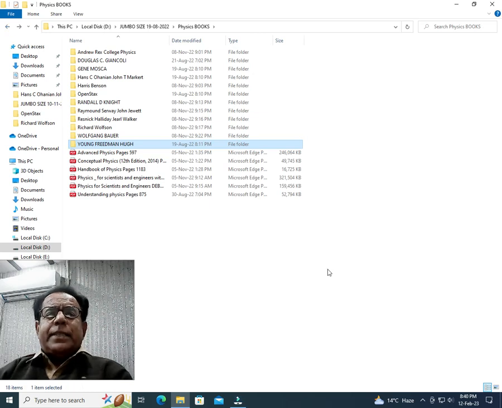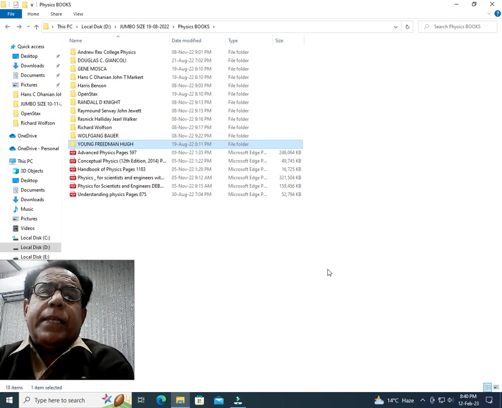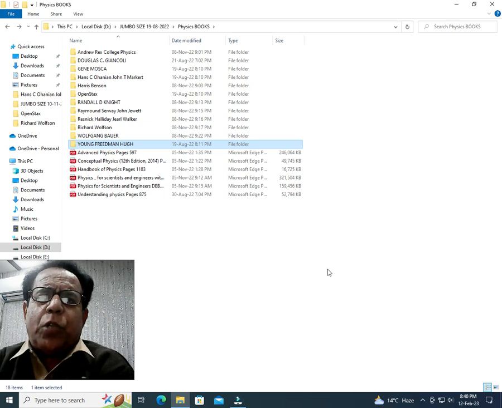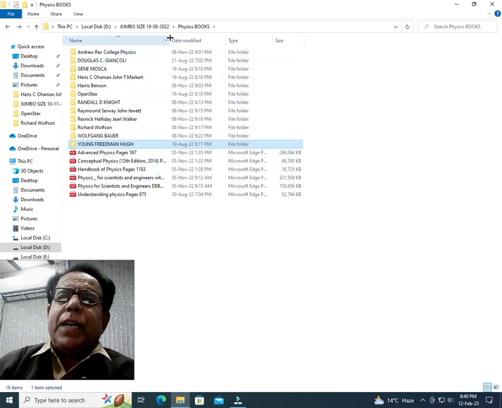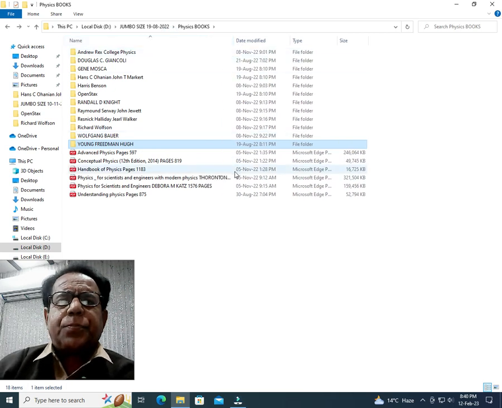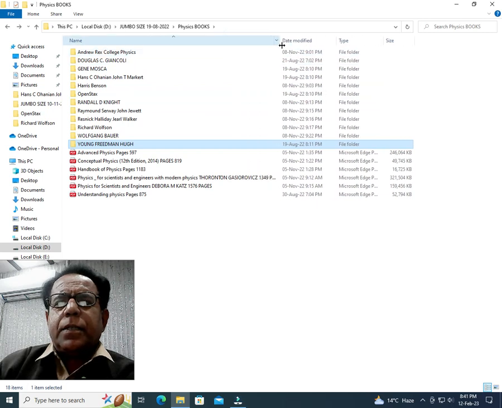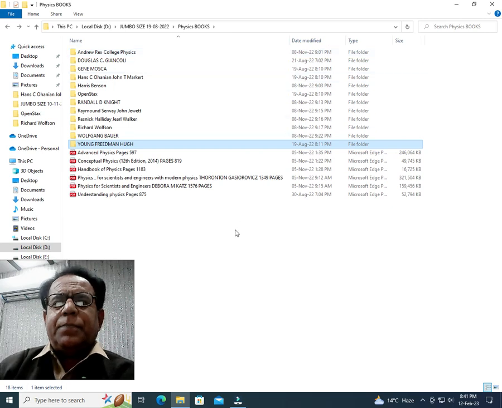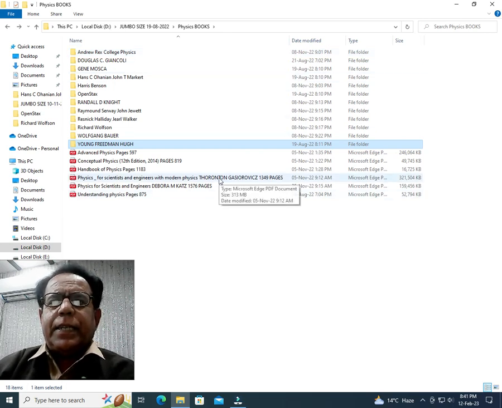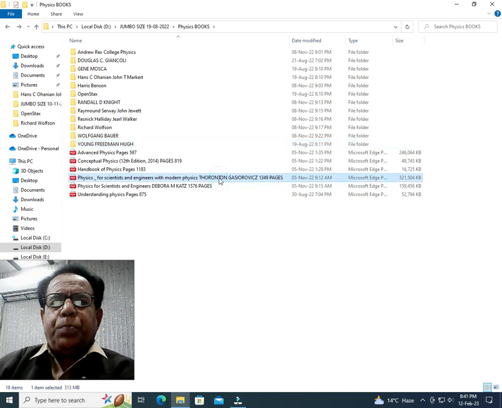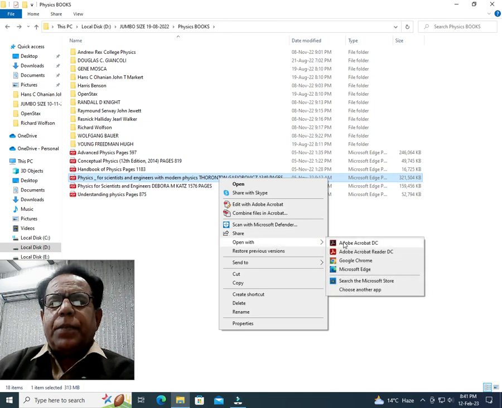There are still books in this folder: Conceptual Physics, but we will not discuss these books. Conceptual physics, handbook of physics, physics for scientists and engineers, Thornton, Gasiorowicz. This is an important book. We will definitely open this book. This is a very important book.